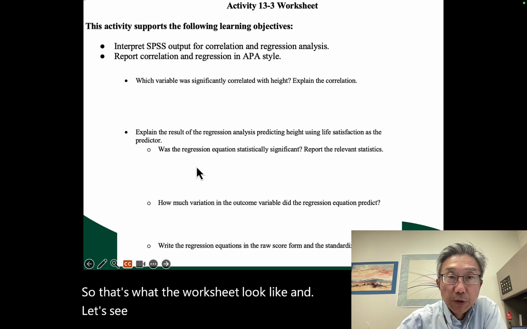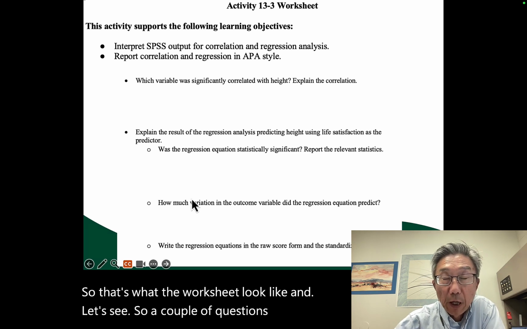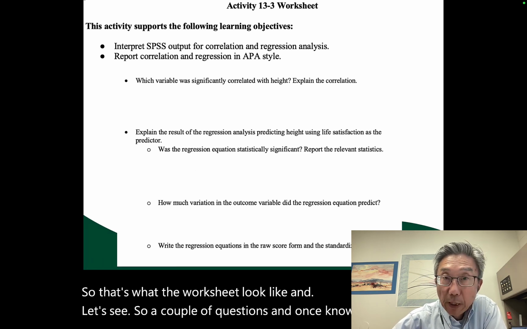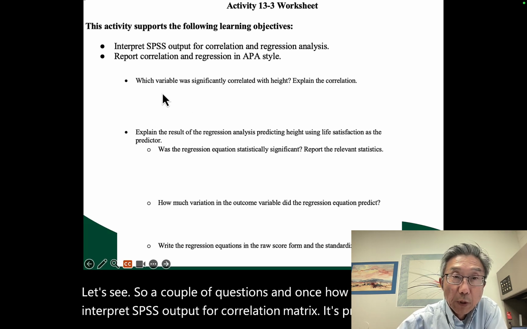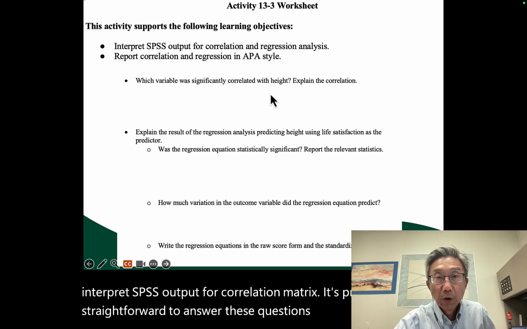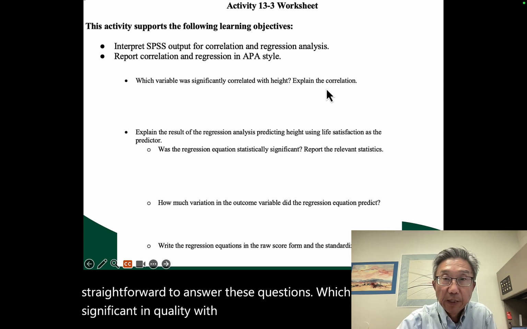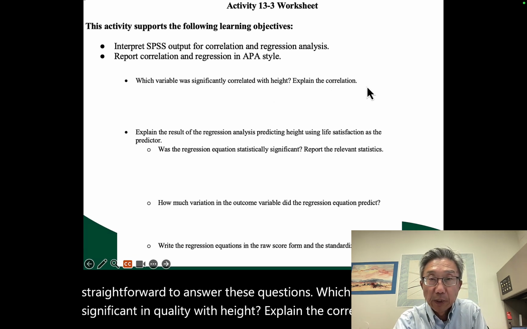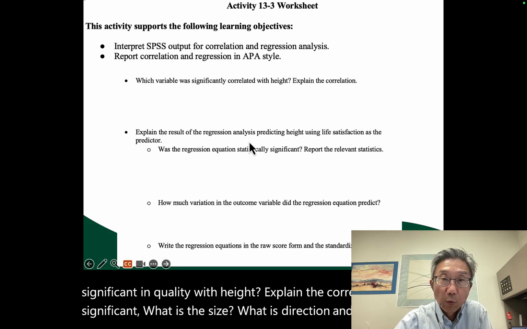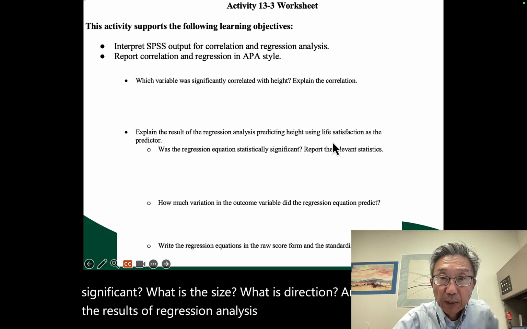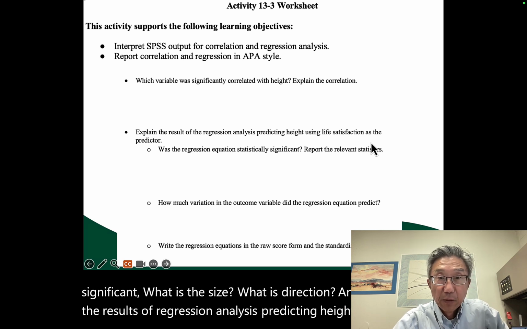So a couple of questions, and once you know how to read and interpret SPSS output for a correlation matrix, it's pretty straightforward to answer these questions. Which variable is significantly correlated with height? Explain the correlation. What is significant? What is the size? What is the direction? And also explain the results of the regression analysis predicting height using life satisfaction as the predictor.